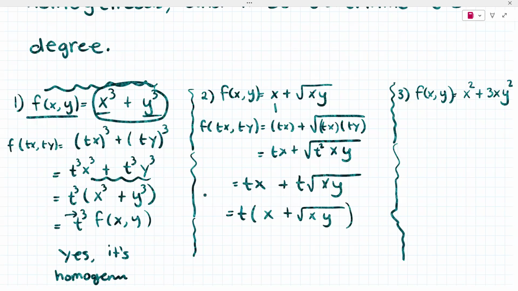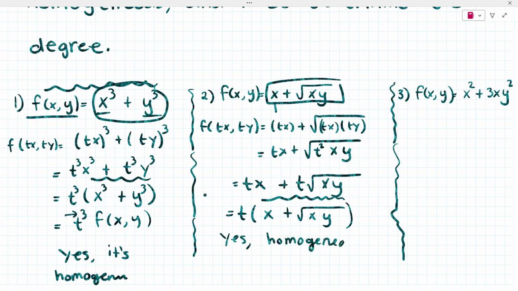Now, is this homogeneous? Yes, because it's t times f of x, y. So this is f of x, y, right? This is what you started out with. So yes, it would be homogeneous. And what would be my nth power? 1. So it would be degree 1.